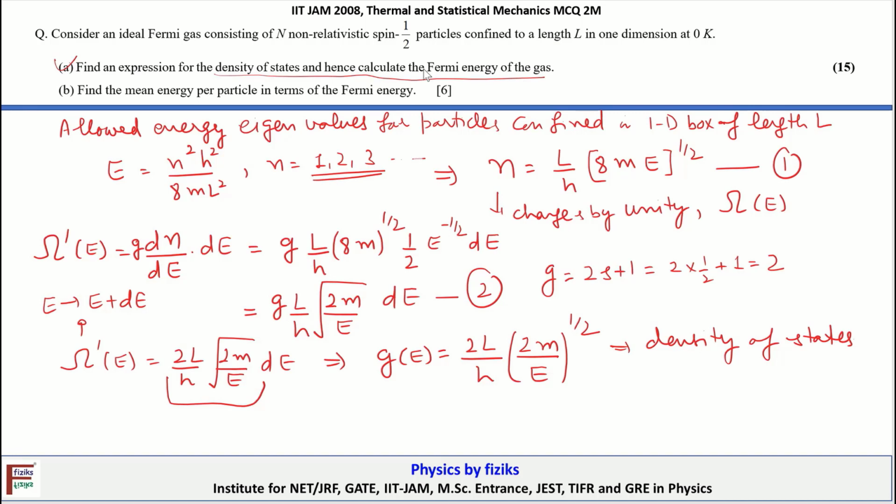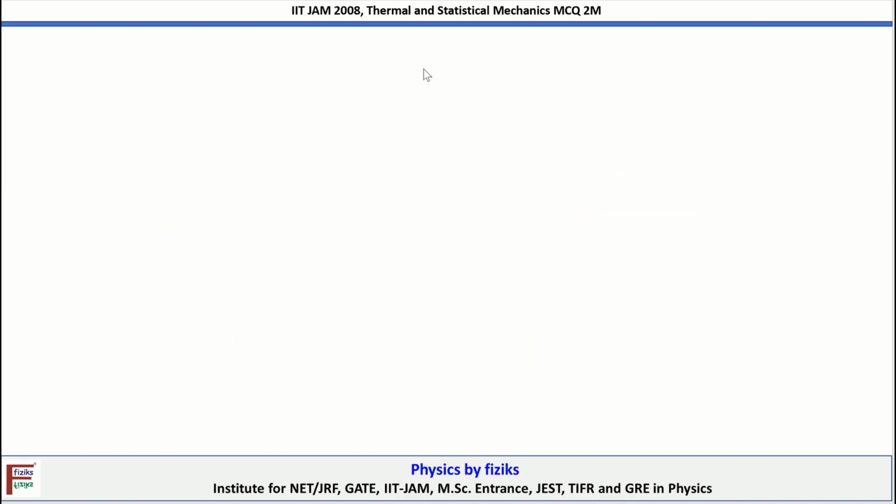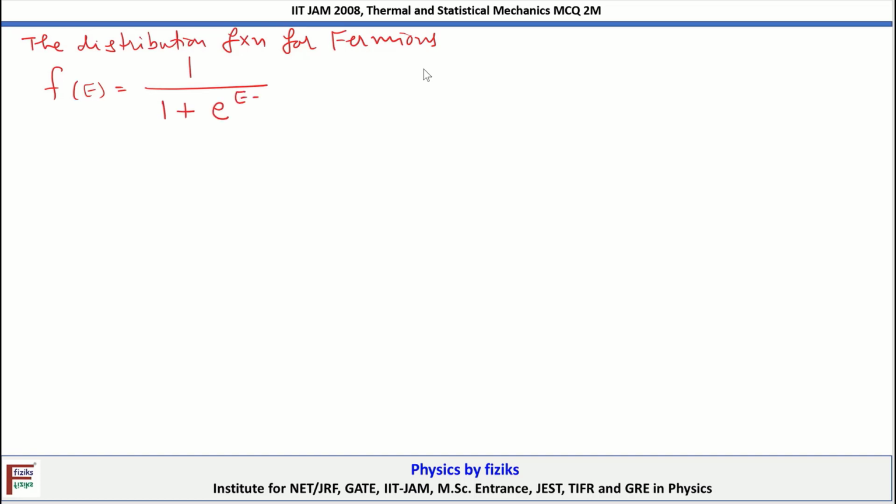Okay, now in order to calculate the Fermi energy, we need another piece of information, which is called the Fermi distribution function. For fermions, the distribution function is given by f of E equal to 1 over 1 plus exponential of (E minus EF) by kT.